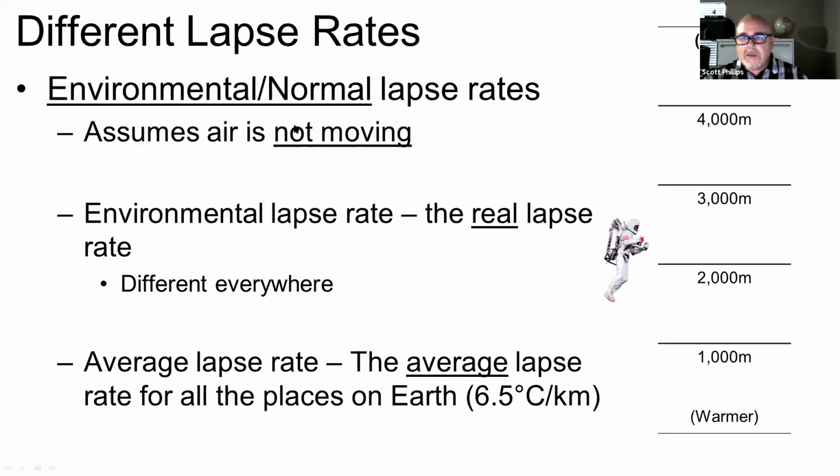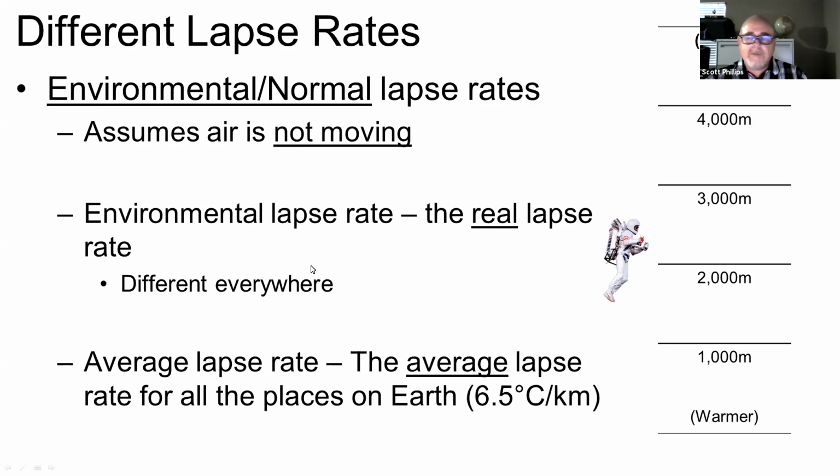Okay, so we've talked about the environmental or normal or average lapse rates before, and this is assuming that the air is not moving. If you can imagine you had a jetpack and a thermometer, and you were to move through the atmosphere, taking the temperature at different altitudes, it would be about 6.5 degrees cooler for every 1,000 meters, or every kilometer. It's a very constant difference in temperature as you go up through the atmosphere.